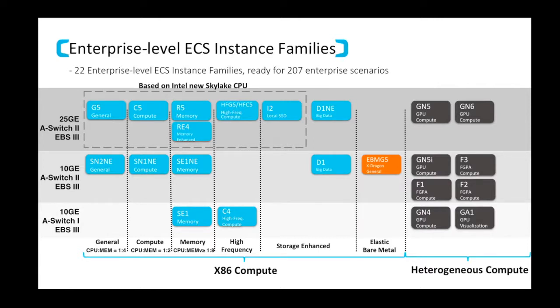For instance, G5, SN2, and E are designed for general purpose, and at the same time, C5, SN1, and E are designed for compute purpose. There is one special instance family which is in orange, the elastic bare metal instance, which is based on the next generation virtualization technology independently developed by Alibaba Cloud. It features both the elasticity of a virtual server and the high performance of a physical server.